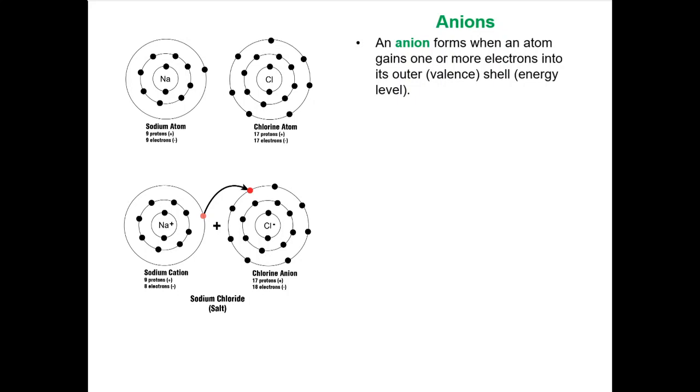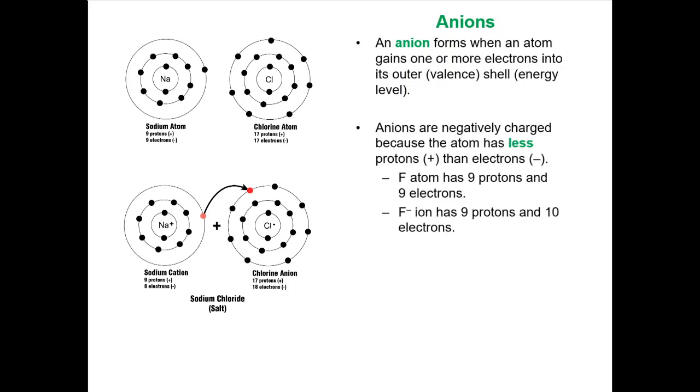Now with anions, we have a similar situation, but in the reverse. An anion forms when an atom gains one or more electrons into its outer valence shell. Anions are negatively charged because the atom has one less proton compared to its electrons. For instance, a fluorine atom has 9 protons, 9 electrons, but F-1 has 9 protons and 10 electrons. It just has one more electron than it does a proton. This is typical of nonmetals. Example again, fluorine gaining an electron to become fluoride.